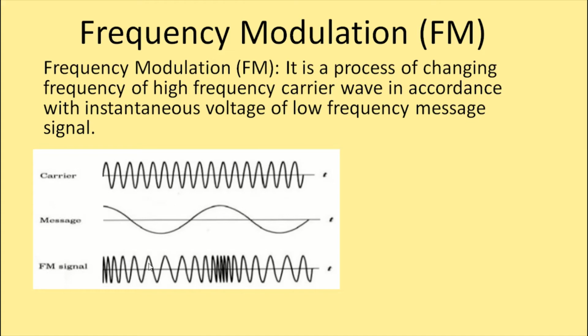At the same time, if you observe the cycles here in this region, you can see that the cycles are far apart as compared to this region. And here the frequency of the signal is lesser. And if you relate this with the message signal, you can see that here the message signal is at its negative peak. So that means as the amplitude of the message signal varies, accordingly the frequency of the FM signal varies.